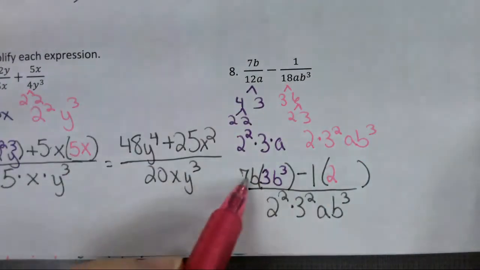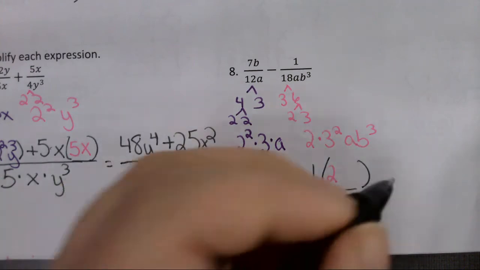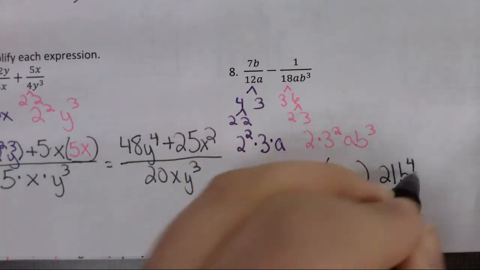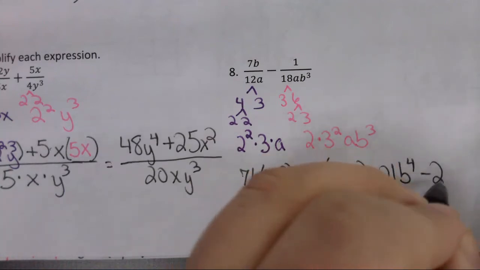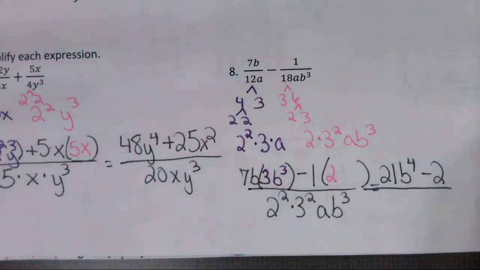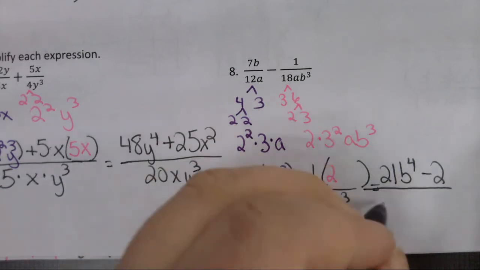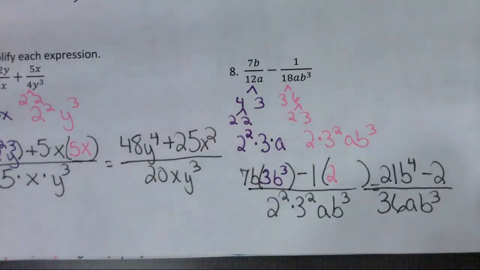So 7b times 3b to the third gives me 21b to the fourth, and negative 1 times 2 gives me negative 2. Over 2 to the second, 3 to the second, which is 36, a, b to the third. And since I can't factor anything out on the top, there's no more factoring to be done. This is my simplified answer.